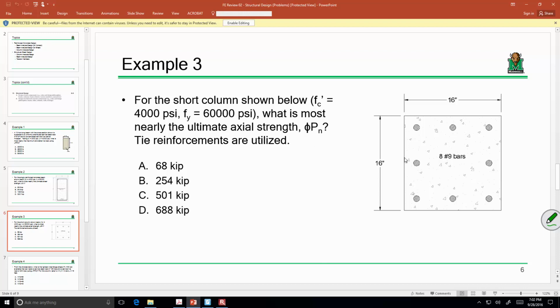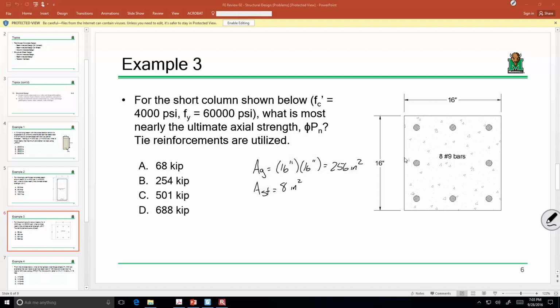Pretty straightforward. So the column is 16 inches by 16 inches. So you know what? I'm not even going to pull the board up. All right. What's the gross area of this column? It's 16 by 16, which is 256 square inches. What's the area of the steel reinforcement? Those are 8 number 9 bars. So 8 square inches.